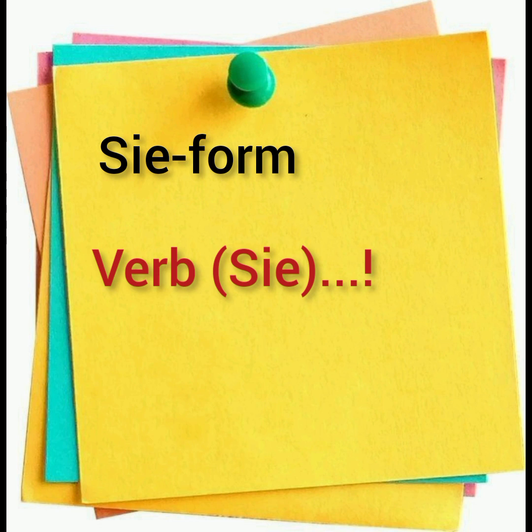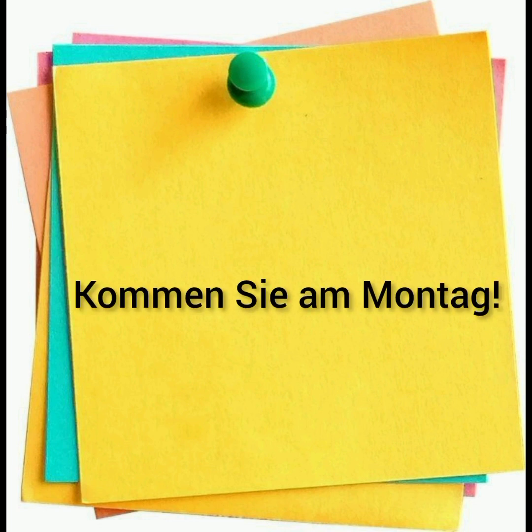Here's a good example. I want to request someone: come on Monday. Remember the order: you begin with the verb and then you follow with Sie. So I begin with the verb to come, which in German is kommen. You say kommen and then you follow with Sie: Kommen Sie am Montag.